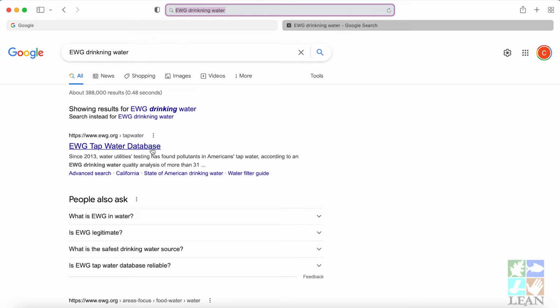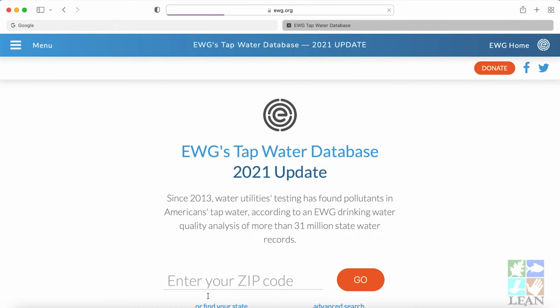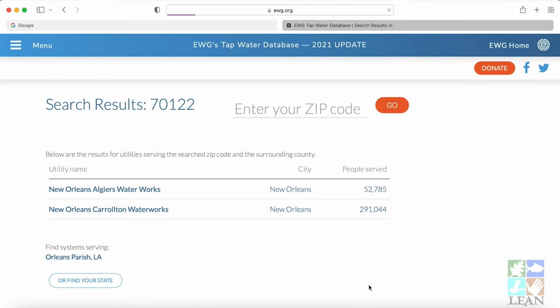The first thing that'll probably pop up is the EWG tap water database. So I'll go ahead and select that. Here you can enter your zip code and go directly to your drinking water system without even having to know the name or scroll through different systems. So it's very useful in that way.